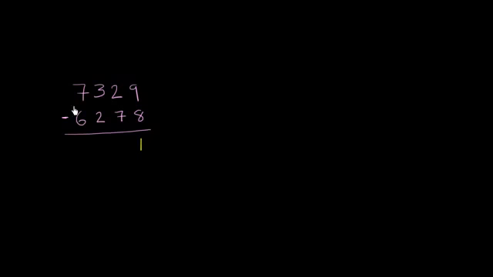So 7,329 we can rewrite as being equal to 7,000 plus 300. So this 3 in the hundreds place is representing 300. The 7 in the thousands place is 7,000. The 2 in the tens place, that's 2 tens, or 20. And then the 9 in the ones place is just going to be 9. So this is another way of representing 7,329.